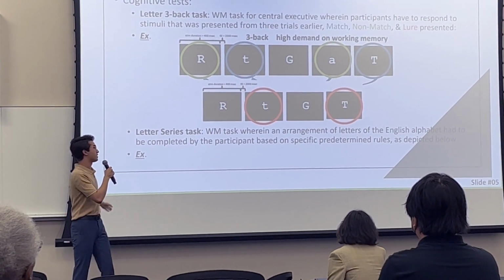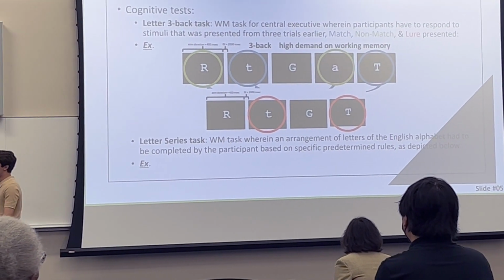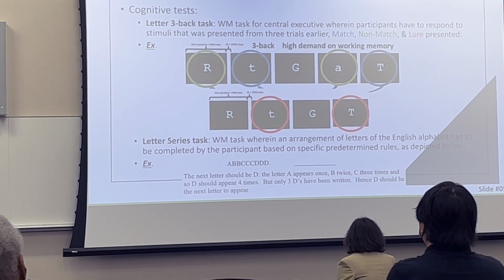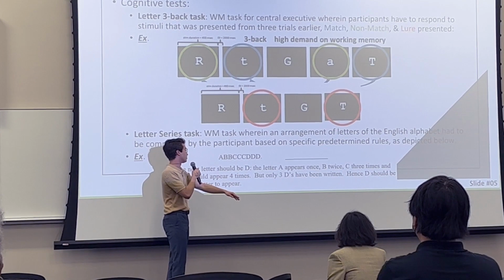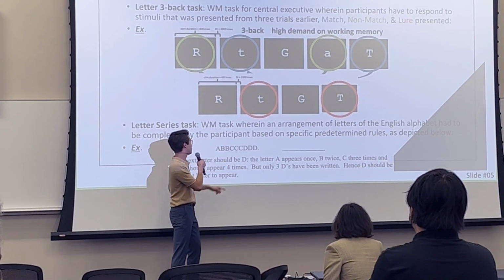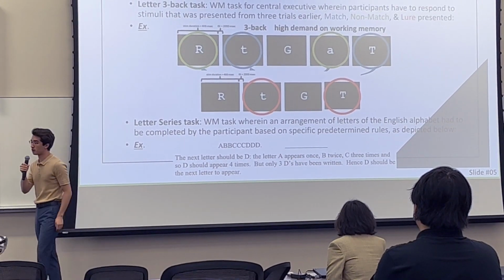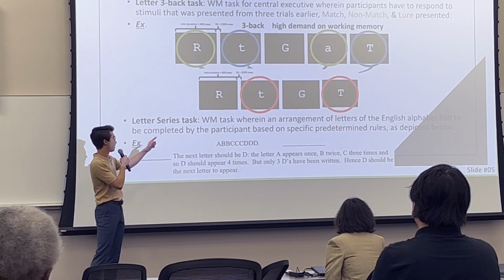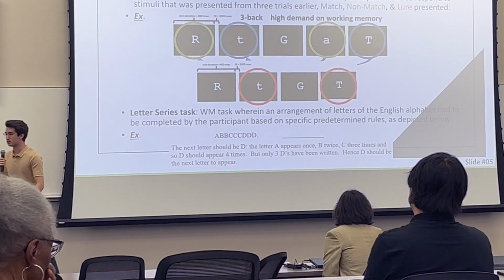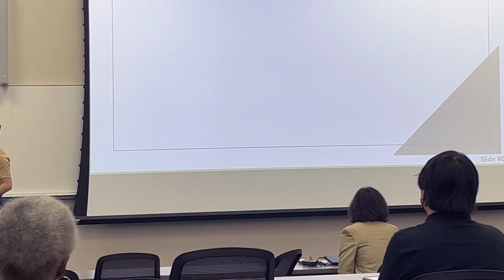has an arrangement of letters from the English alphabet that has to be completed by the participant based on specific predetermined rules or patterns. So what you'll notice here is a pattern of letters: 1A, 2B, 3C, and 3D. And the participant has to respond with a single letter, right? And so the answer in this case is going to be D, because we have 1A, 2B, 3C, and now 4D. Okay? And the last bit of ERP data analysis is something called source localization, right?